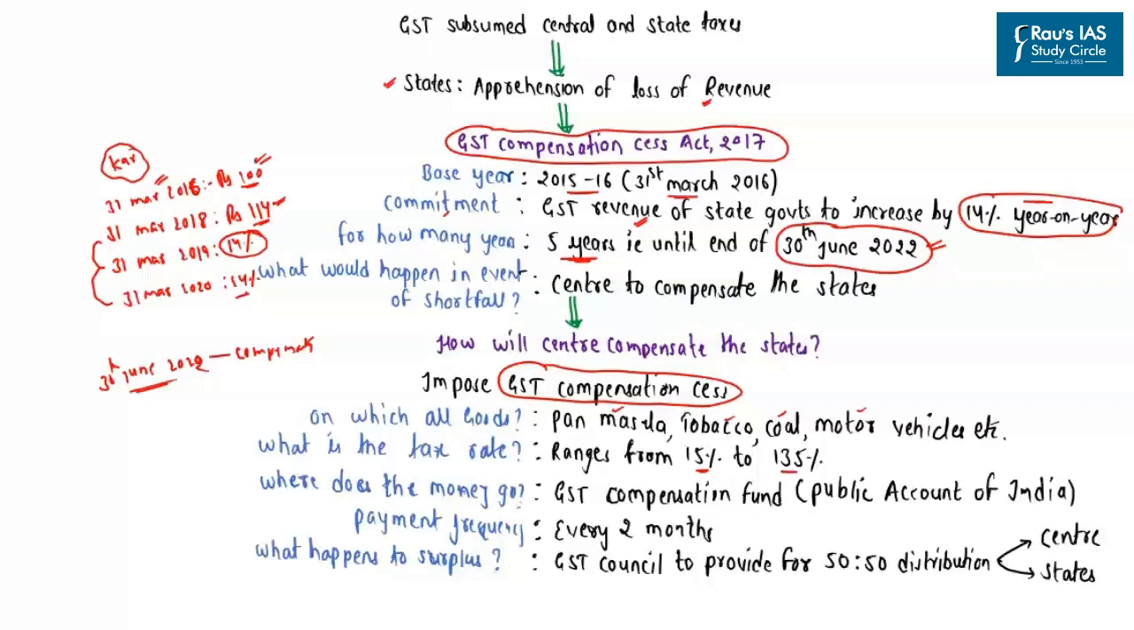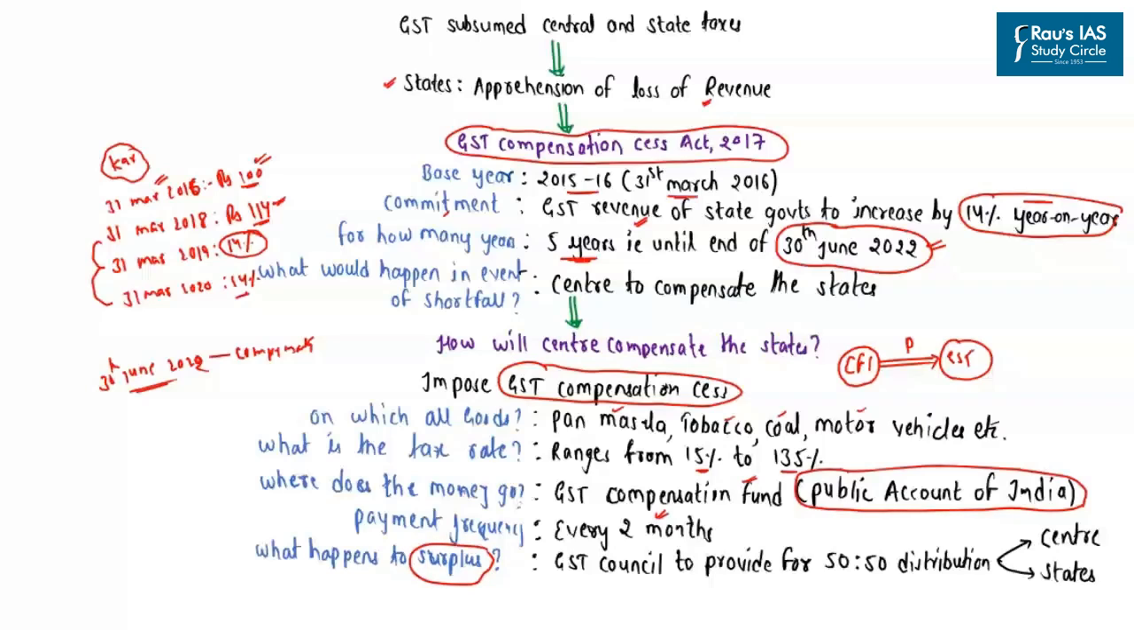So whatever money is collected through the GST compensation cess, initially all that money will go into the Consolidated Fund of India. From the Consolidated Fund of India, with the Parliament's approval, this money will go into a separate fund called the GST Compensation Fund. And please remember here that this GST Compensation Fund is actually part of the Public Account of India. So the central government has said that whatever loss the state governments are facing, they will compensate it every 2 months.